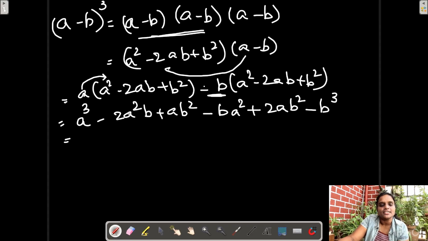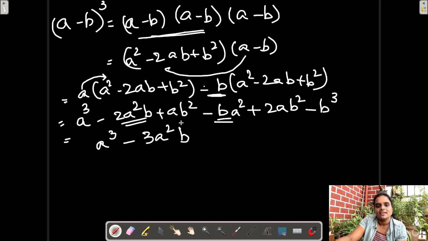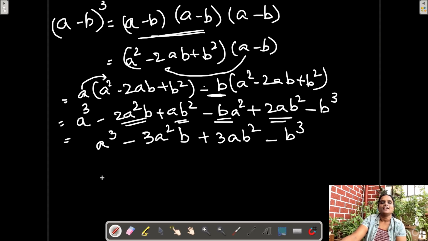Now rearranging the terms by adding and subtracting like terms, minus 2a square b and minus ba square, that is nothing but minus 3a square b. Here plus ab square plus 2ab square, that is plus 3ab square, minus b cube. This is how you got the formula. Hooray, we unlocked the other algebraic identity. Now let's see how to remember it.